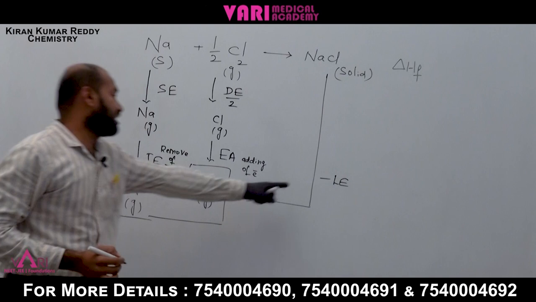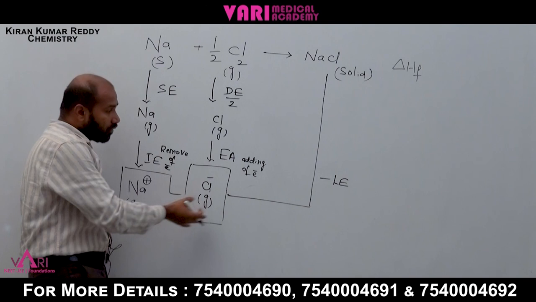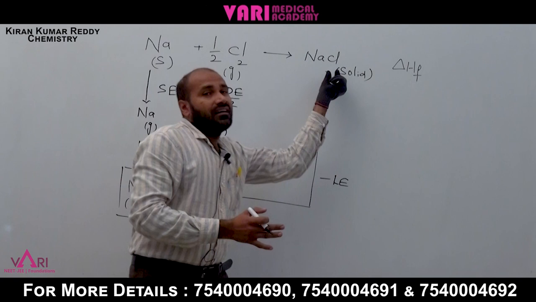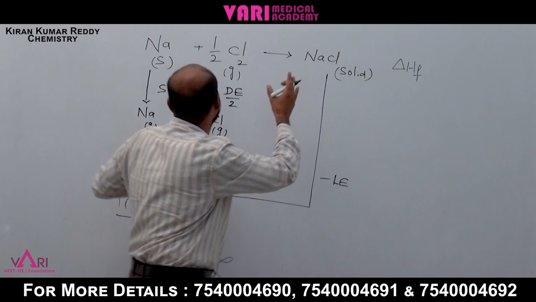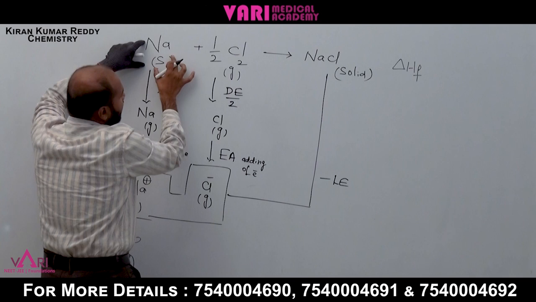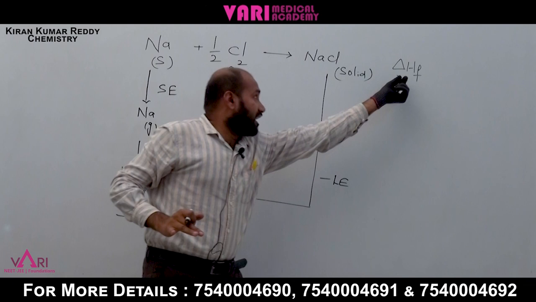What is lattice energy, students? The amount of energy released to form 1 mole of ionic compound from gaseous cation and gaseous anion is called lattice energy. What is enthalpy of formation? Enthalpy of formation means the amount of heat released to form 1 mole of ionic compound from elemental or pure stable state, that is called enthalpy of formation or heat of formation.